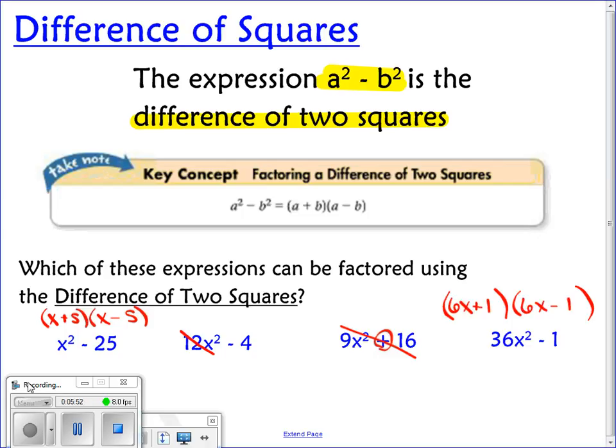Very nice. Square root of 36x squared is 6x. So that's going to be your option for A. Square root of 1 is 1. Beware of that dreaded 1. It shows up all the time. You're like, oh, I can't do it. Yeah, square root of 1 is just 1.